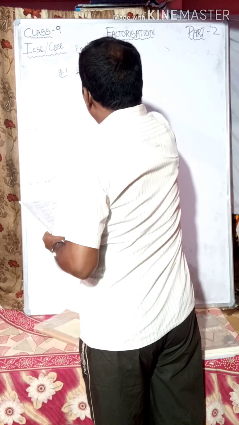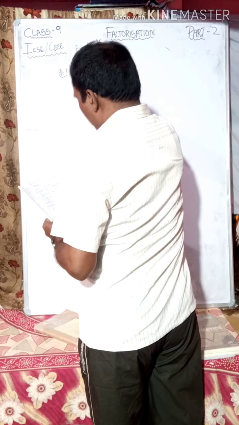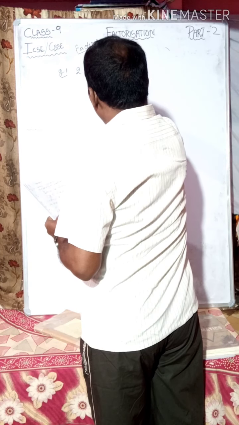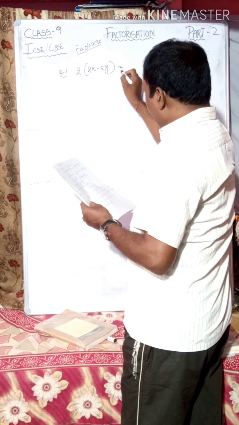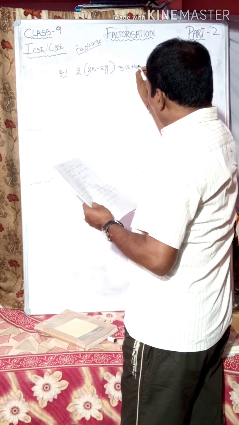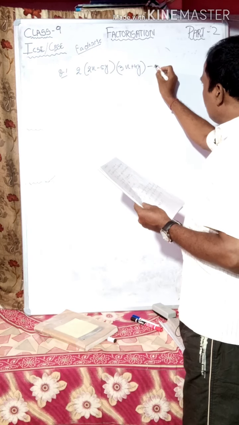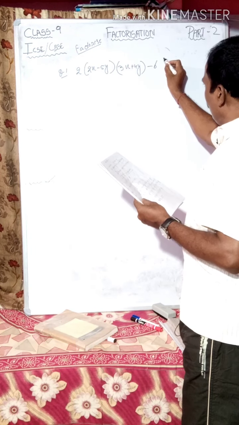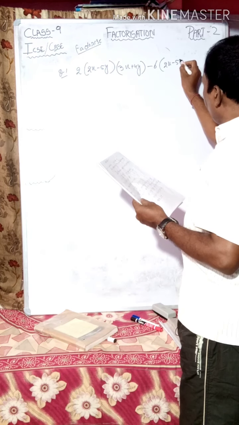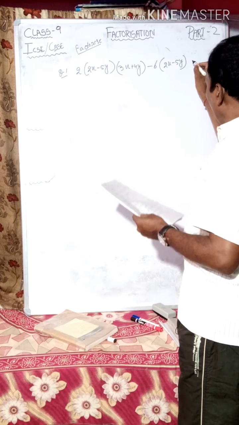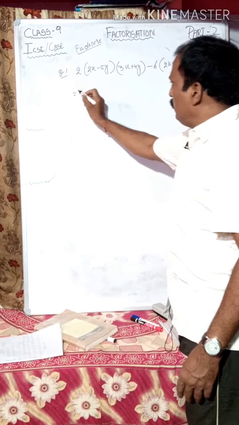Factorize 2 into (2x minus 5y) whole into (3x plus 4y), minus 6 into (2x minus 5y) whole into (x minus y). Now this is the question.